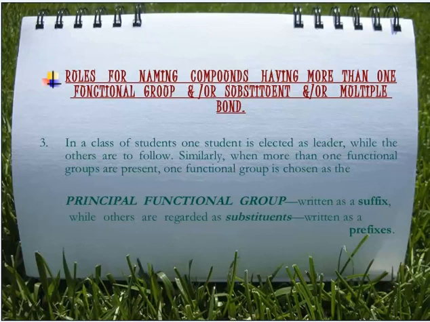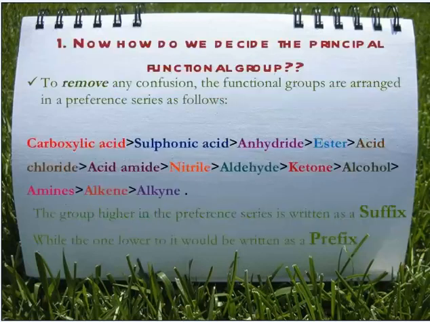Rules for naming compounds having more than one functional group, or substituent, or multiple bond. In a class of students, one student is elected as leader while the others are to follow. Similarly, when more than one functional group is present, one functional group is chosen as the principal functional group, written as a suffix, while others are regarded as substituents, written as prefixes.